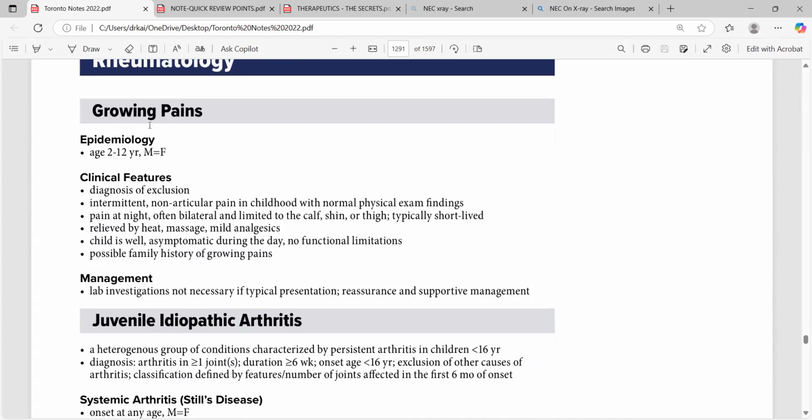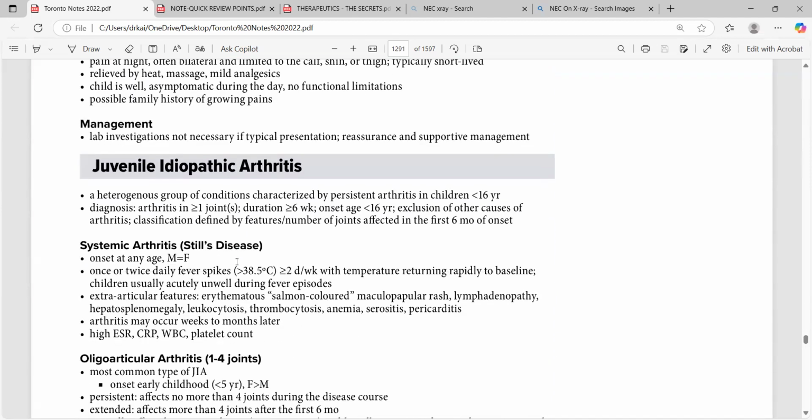Growing pains is one of the most common. Which age? And sometimes they can present with pains in the leg, and then all you have to do is reassurance. Simple.